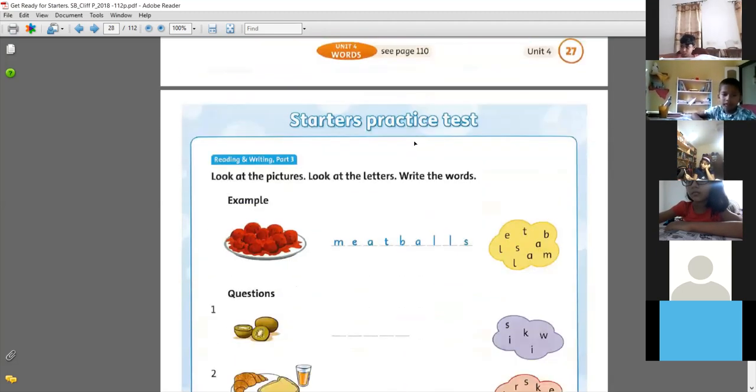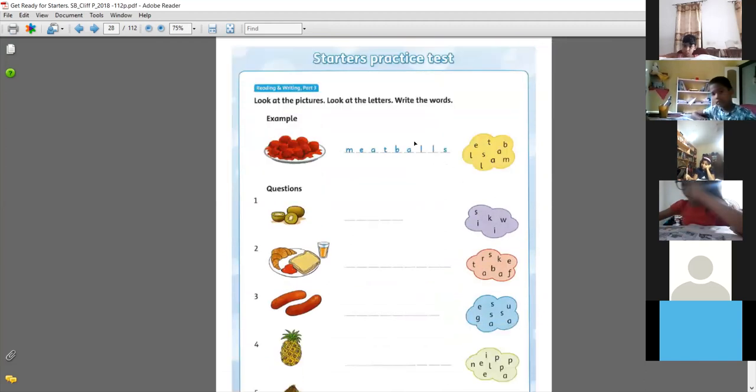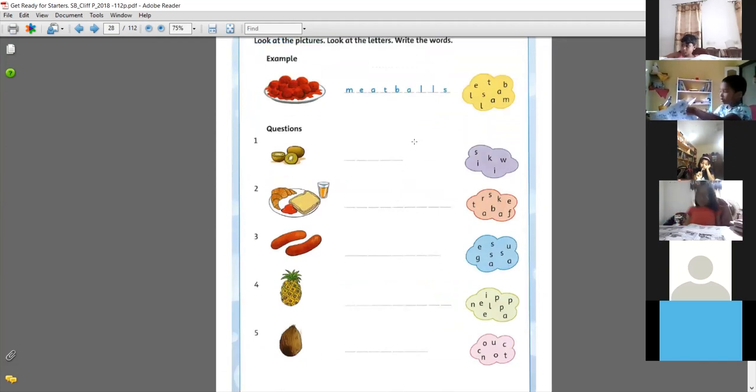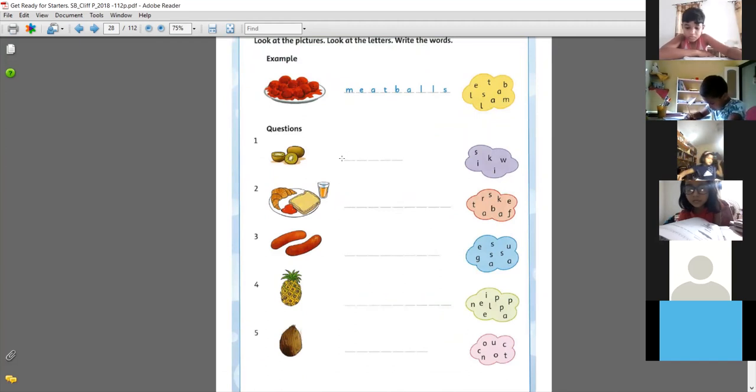So next is also a starters practice test. It's very easy for y'all. You know most of the words now. First one, meatballs. You have already completed it. Meatballs, M-E-A-T, meat, B-A-L-L-S. So they have already completed it. Now you want to start from number one. Most of the words you know. First, you can write it down. After that, I will help you to check that. Okay, first do it alone.